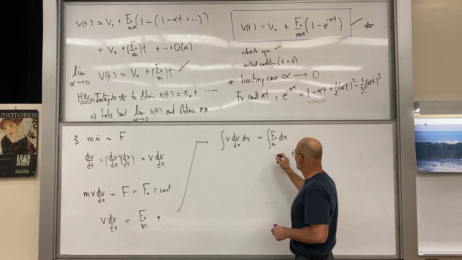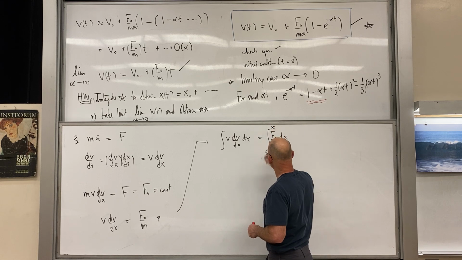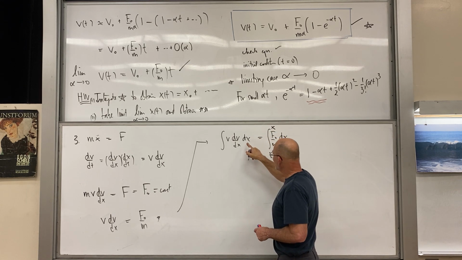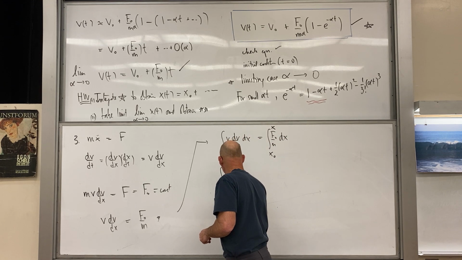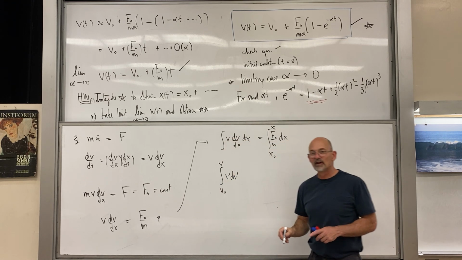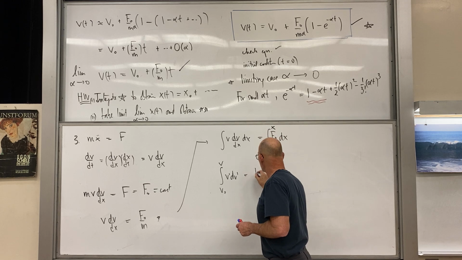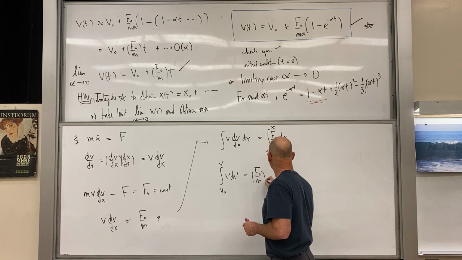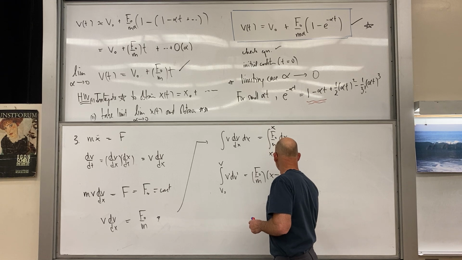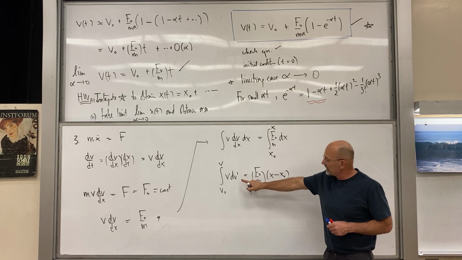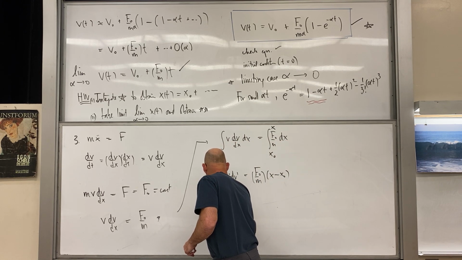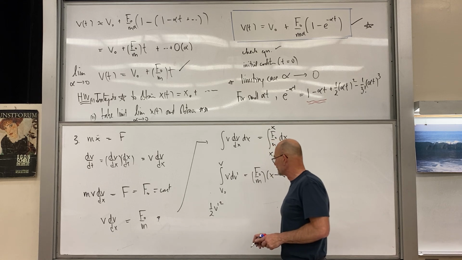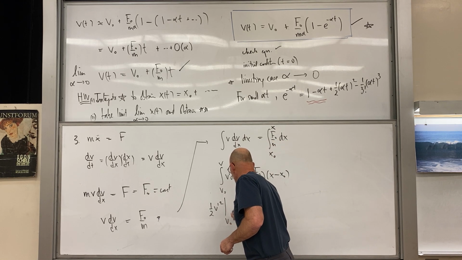We can even go x0 to x on this side, and once we cancel these dx's, we can have v0 to v, v prime dv prime, since it's just an integration variable, equals F naught over m times x minus x0 on the right. So if we do this integral on the left, that's just 1/2 v prime squared from v0 to v.